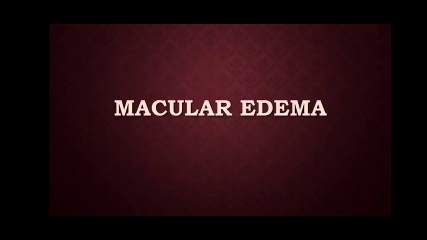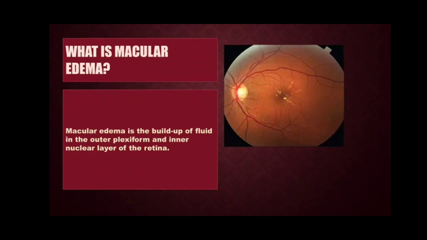The topic of my presentation is macular edema. What is macular edema? Macular edema is the buildup of fluid in the outer plexiform and inner nuclear layer of retina. The retina is the paper-thin tissue that lines the back of the eye, containing photoreceptors, rods, and cones. And in the center of retina, macula is present. The accumulation of fluid in this part of retina is called macular edema.